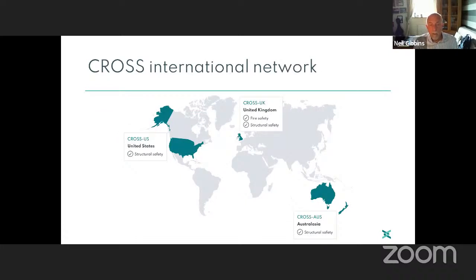CROSS is in existence across the world. There's more active in the UK than anywhere, with a particularly strong structural expert panel that I'll come on to explain. We've got a committee in the US and in Australasia. There are tentative steps being taken in South Africa and in other parts of Europe. I think that's quite a powerful arm of CROSS to be able to bring in information from around the world and share information around the world on fire safety and structural safety matters.